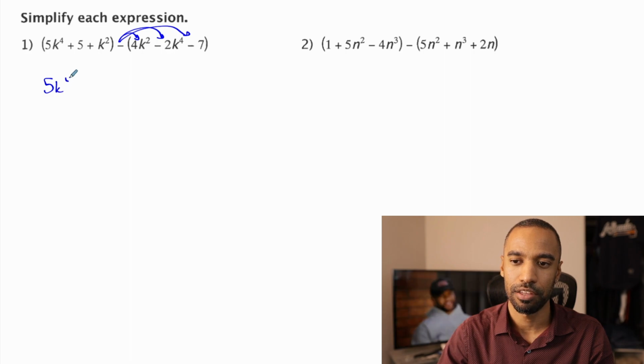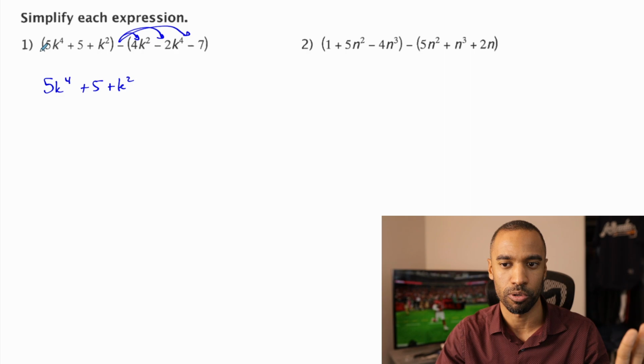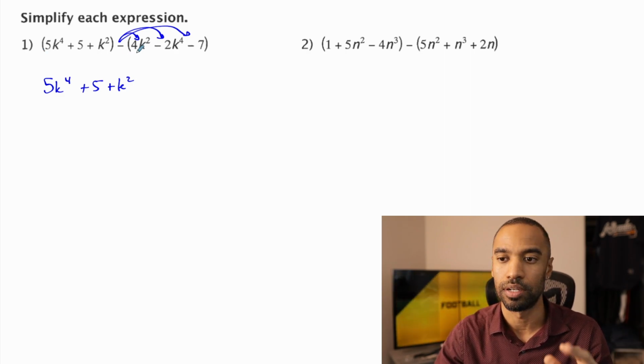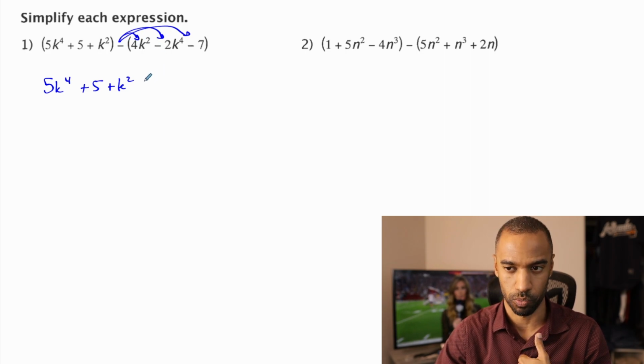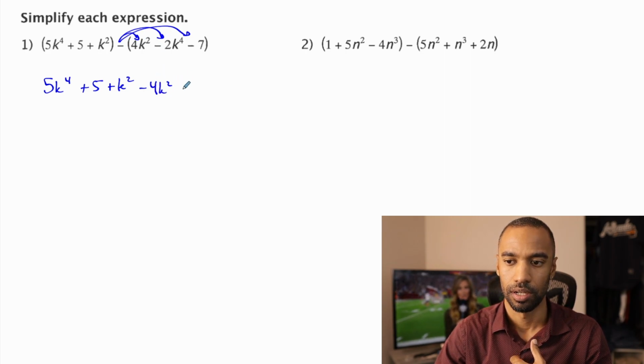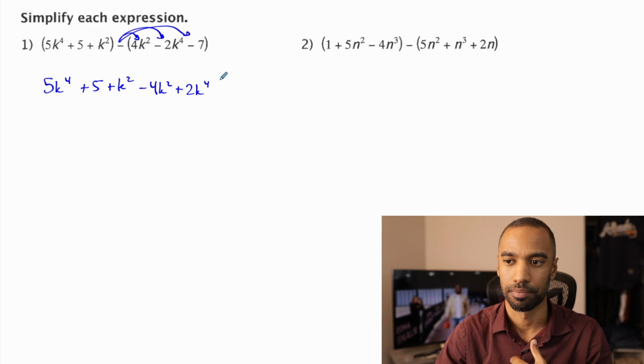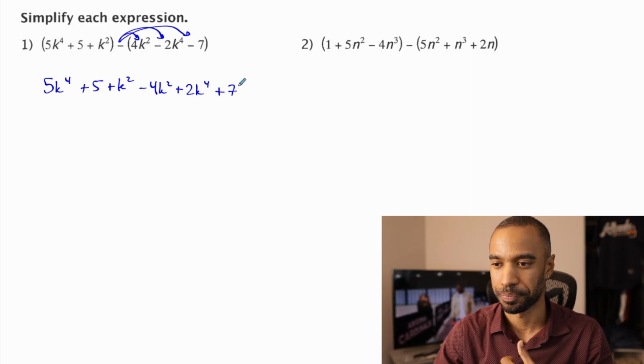So I have 5k to the fourth here, plus 5 plus k squared. Those leave unchanged as they are multiplying essentially by a positive 1. And right here, these are essentially multiplying by a negative 1. So every sign changes. We get negative 4k squared plus 2k to the fourth. Plus 7.